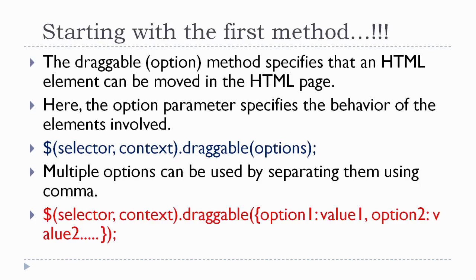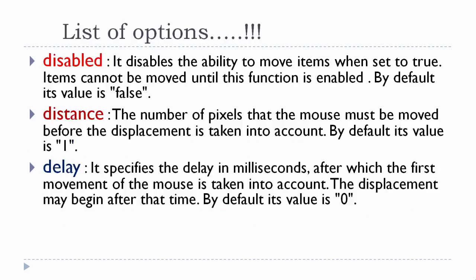Now here we are starting with the first method, which means the options one. The draggable options method specifies that an HTML element can be moved in the HTML page. Here the option parameter specifies the behavior of the elements involved. $selector, context, draggable, options. We can also use multiple options at the same time by separating them using commas. We can use it as $selector, context, draggable, option 1, putting a colon in between, value 1. In the same way we can use it n number of times.